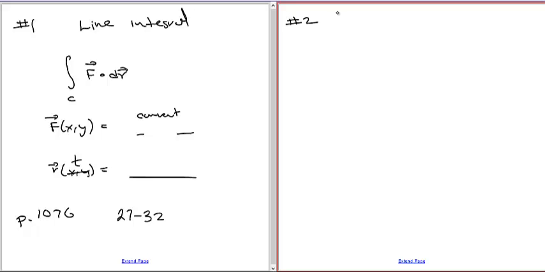Number 2 is from section 4, which is Green's theorem. Green's theorem says that you can take a line integral and rewrite it as a double integral over a region.